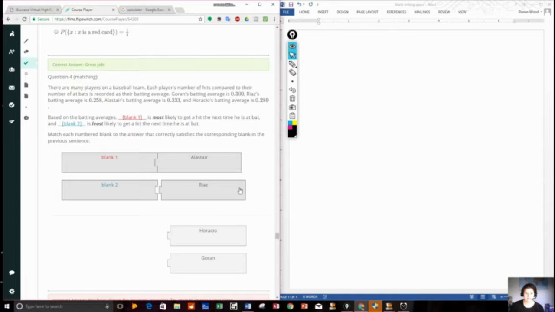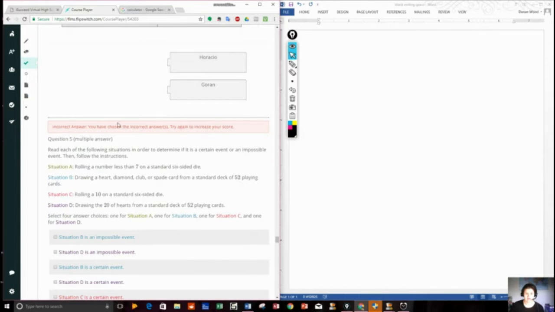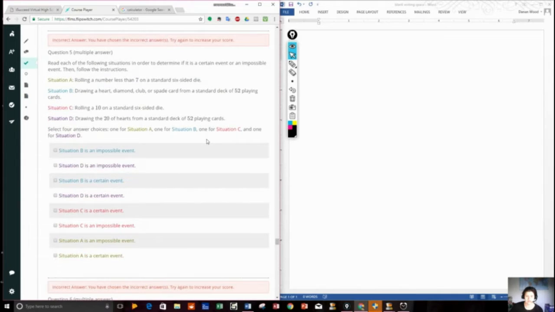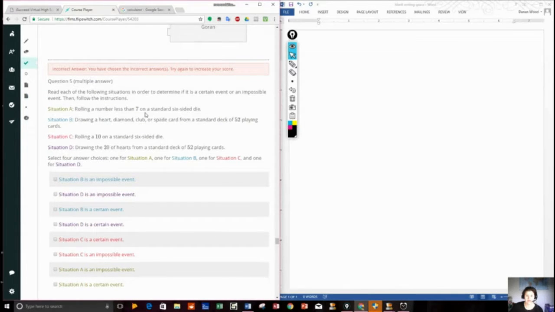Great job. All right, you have chosen the, oh, I haven't answered question 5. So read each of the following situations in order to determine if it is a certain event or an impossible event, then follow the instructions. Okay, rolling a number less than 7 on a standard 6-sided die. Well, since all of the numbers are less than 7, that is a certain event.